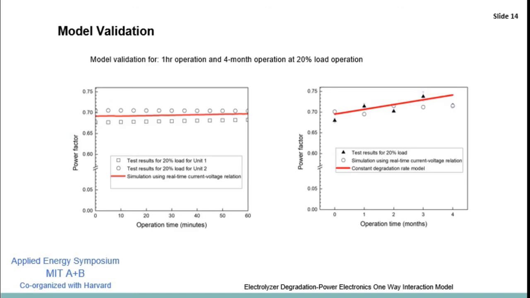After simulation, we validated our model using the test results from the Beacon-core plant. In the validation study, we validated two cases. One is for short-term, 1-hour operation, another is for long-term, 4-month operation, but both are at 20% load. As we can see, for both cases, the simulation results and the test results match pretty well. However, due to the limitation of our plant, we can only measure power factor, not ripple and THDs. That's the work we are going to do in the future.